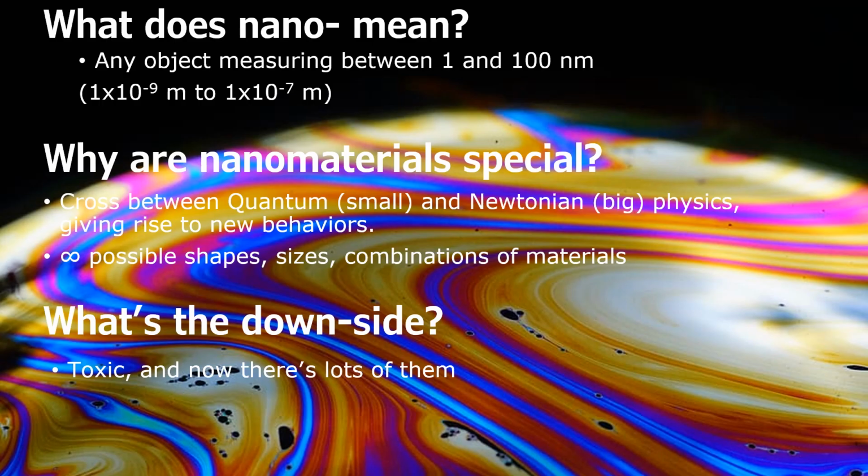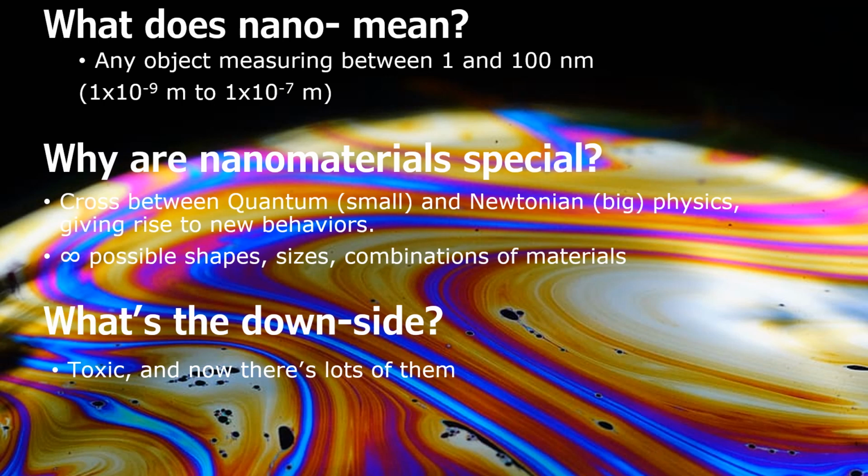There are some important questions to ask about nanomaterials. The first being, what does nano mean? Nanoparticles or nanomaterials are any objects measuring between 1 and 100 nanometers, so effectively most anything between 1 millionth to 1 billionth of a meter in width. Why are nanomaterials special? Their size allows them to exhibit both quantum and Newtonian physics, giving rise to novel physical, optical, and electronic behaviors. Quantum theory generally applies to the very small, atomic scale. Newtonian theory applies to bulk matter, so large bodies, everyday things.